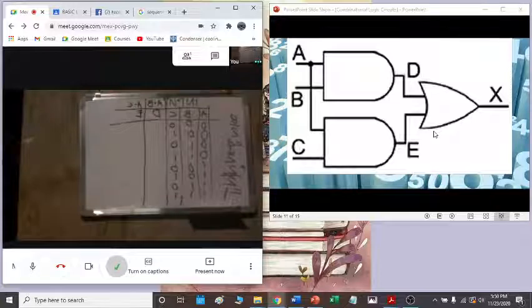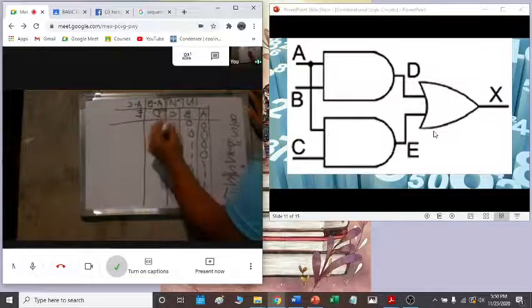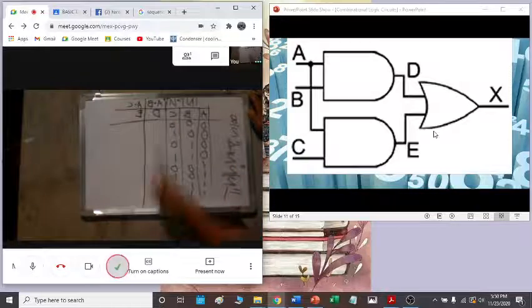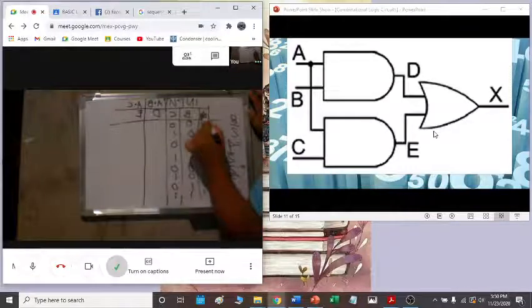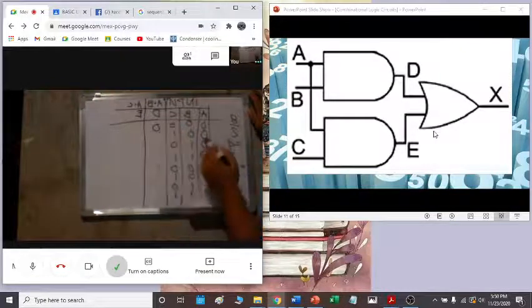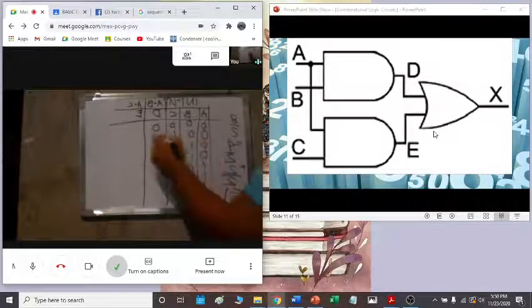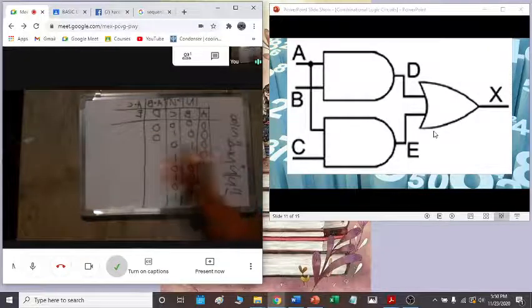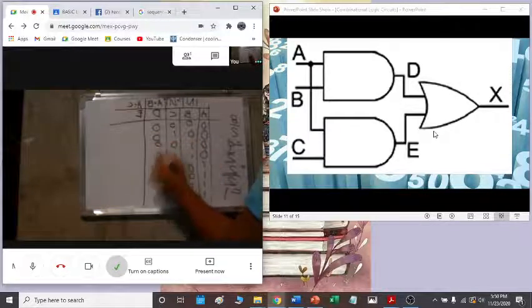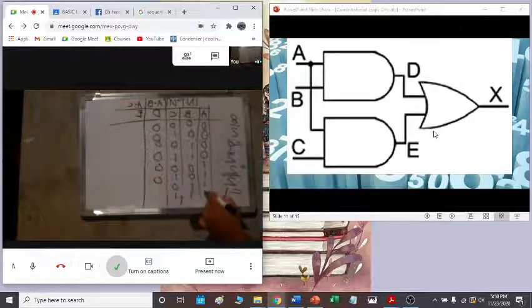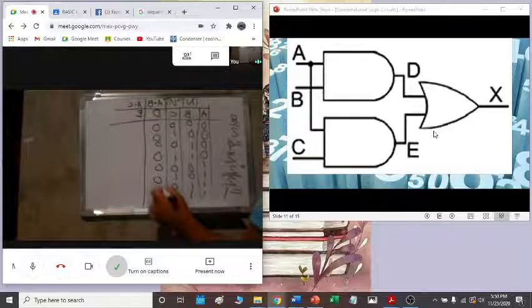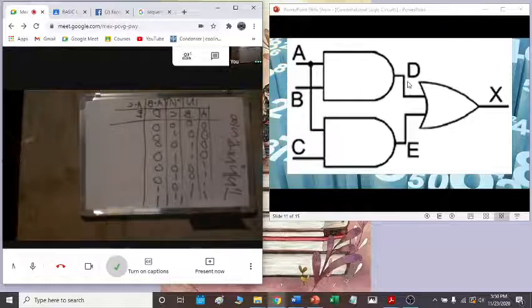Okay, so to avoid confusion, first we get B. So, A times B is 0. So for the first combination, A times B is 0. Also the next, 0. 0 times 1 is also 0. 1 times 0 is 0. And below, 1 times 1 which is 1. And 1 times 1 which is also 1. So that is the output of your first AND gate.